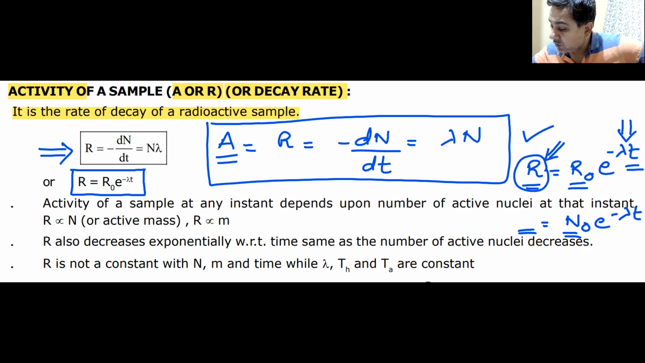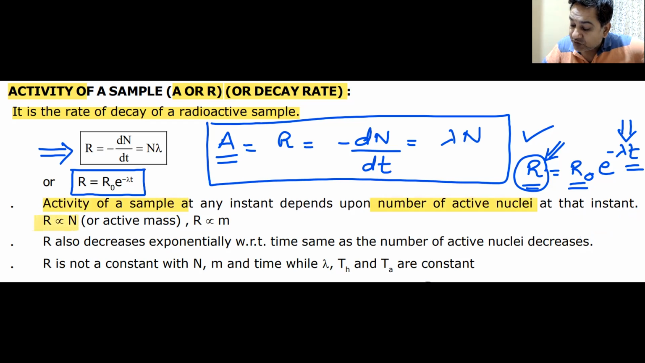Okay, sir. So I'll just rub this formula from here, and then we can understand how this activity depends on, and this is what you will write. Activity of a sample at any instance depends on the number of active nuclei, or R is proportional to N. Do you see this here or not?